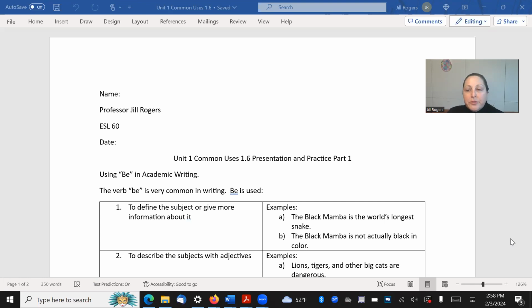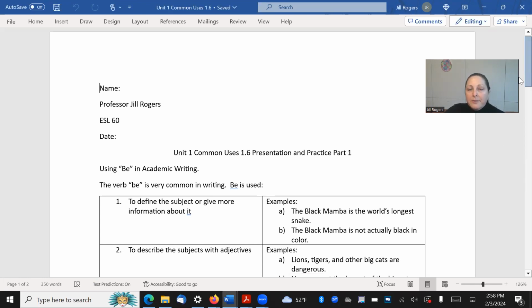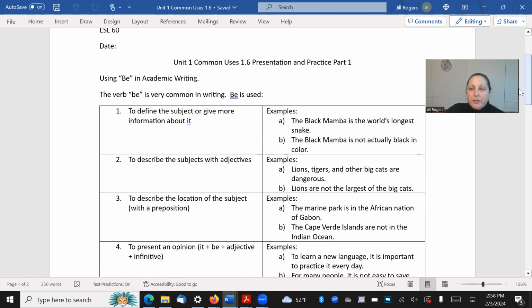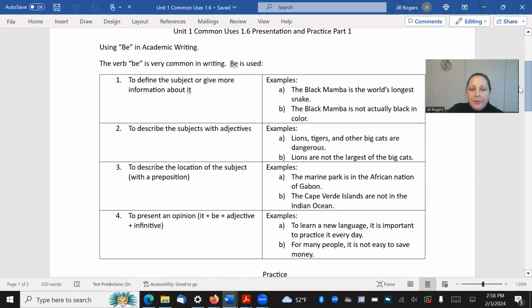So let's look at the rules of when we use be, especially in academic writing. Of course, this is for grammar as well, but particularly in writing. So let's take a look at the reasons it's used in some examples. Okay, so the verb be is used to define the subject or give more information about the subject. Okay, so let's take a look.